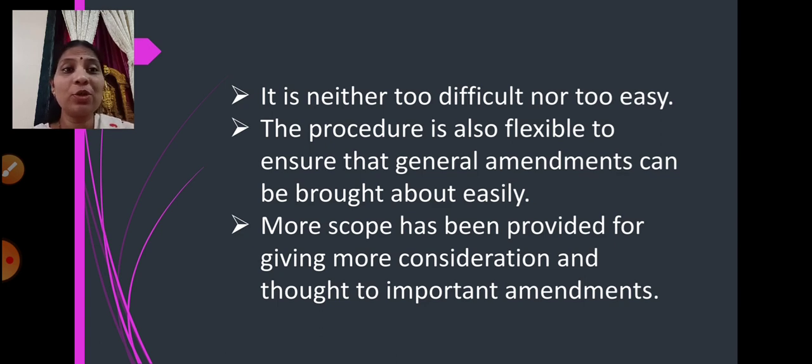Fine. So this was also not too easy, not too difficult. A procedure was followed, and accordingly it was done. Fine.